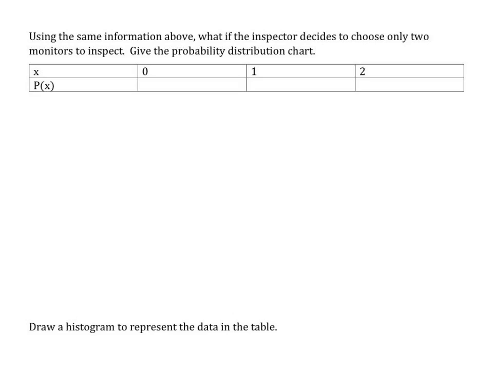Using the same information from the last problem, what if the inspector decides to choose only 2 monitors to inspect? Give the probability distribution chart. So what if they only choose 2 monitors instead of 3? We still need to find the probability of 0, which would be, we're choosing 3, but only 2 to be inspected. So we're going to choose 0 first of all, and multiply that by the remaining 9, choose 2 that are not defective, all over 12, choose 2 instead of 12, choose 4.